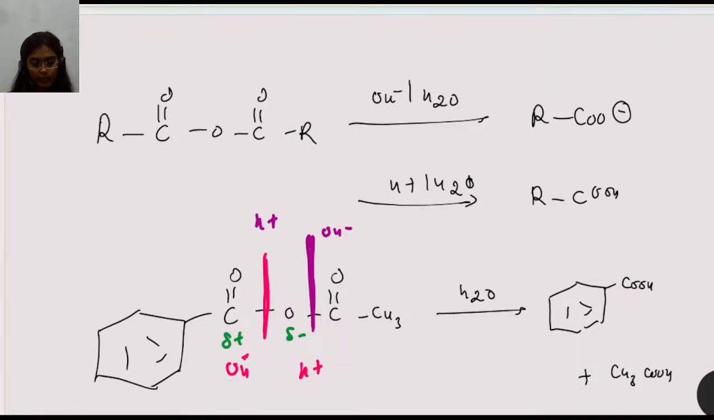Otherwise, let's solve some questions so that we can discuss. Okay, let's discuss the last one, ester, and then we are going to solve the questions. So now let's discuss the ester part. Same as before, you can go with the ester.